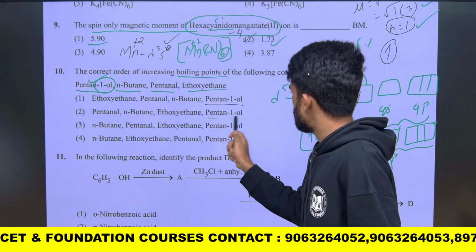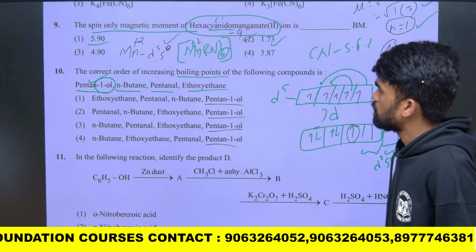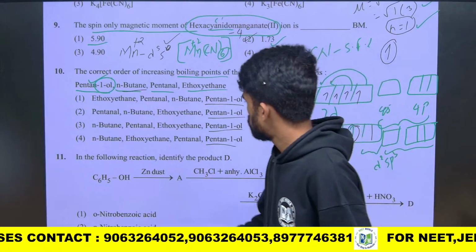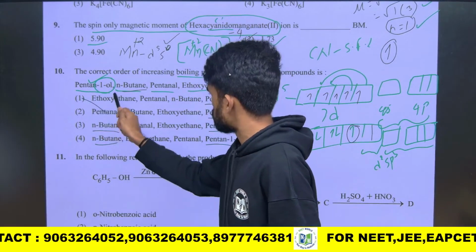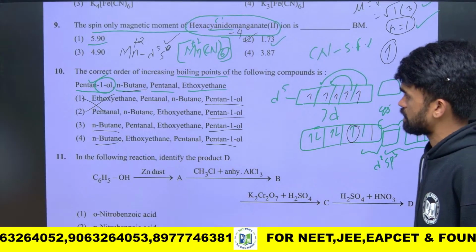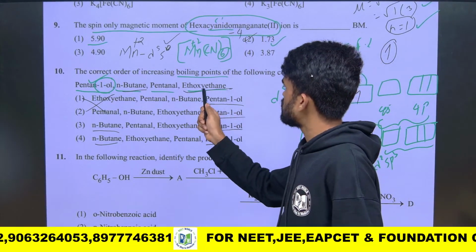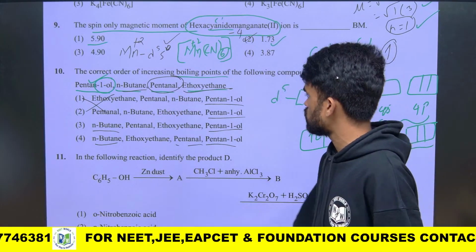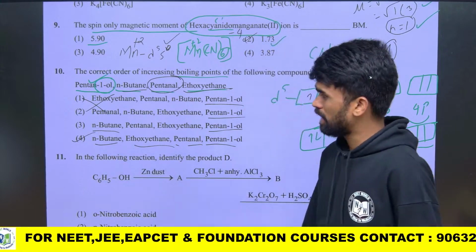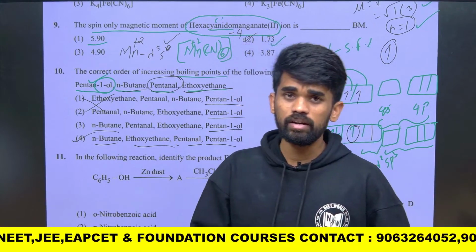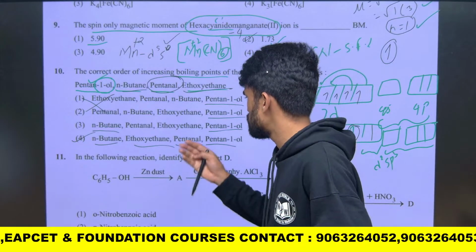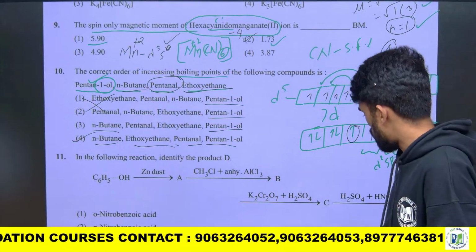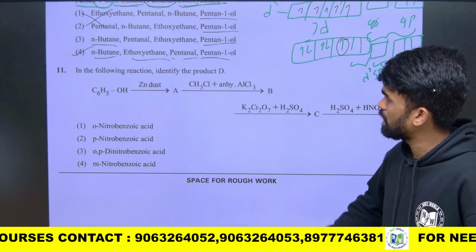Next, butane will have the least because it is just a hydrocarbon, so you can remove these two options. They are saying increasing. Next, ethoxyethane is an ether and this is an aldehyde. The aldehyde will have a higher boiling point, and that is there only in this option, so this will be correct. Why is the aldehyde higher than the ether? Because dipole interactions are stronger in the aldehyde than in ethoxyethane. That's why option 4 is the most appropriate answer. Now look at question number 11. I will be taking some water.